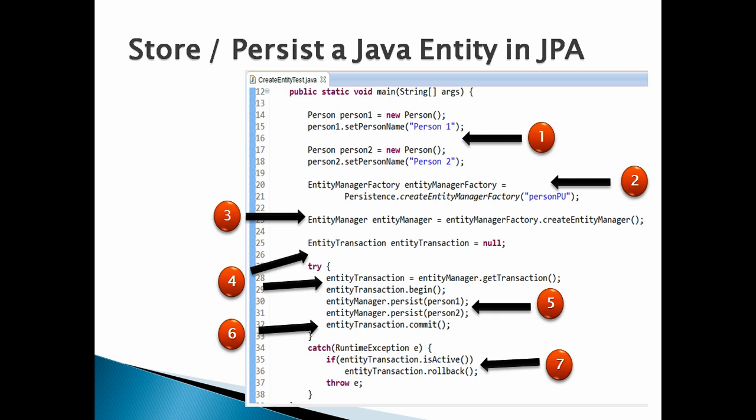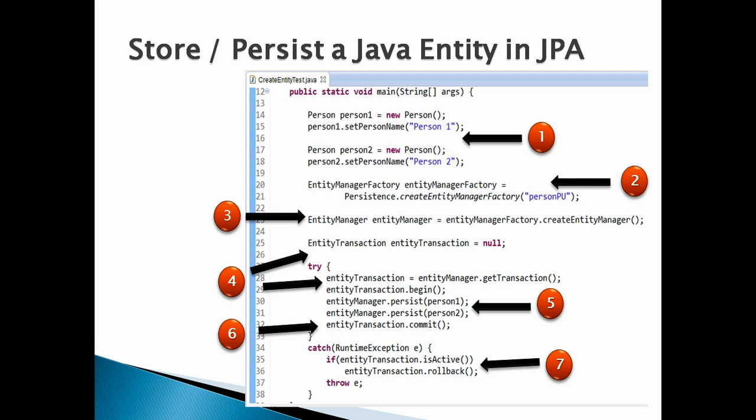Moving ahead. Number 4, in order to save, persist the Person entity, we have to create an EntityTransaction object. Here, the EntityManager is responsible for beginning and committing the transaction. It has a method getTransaction, which returns an instance of EntityTransaction. In order to begin a transaction, call the EntityTransaction method begin.